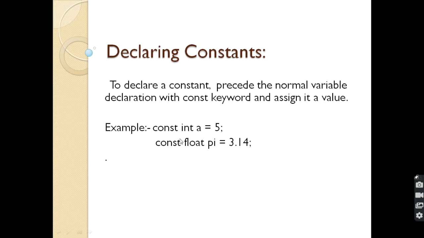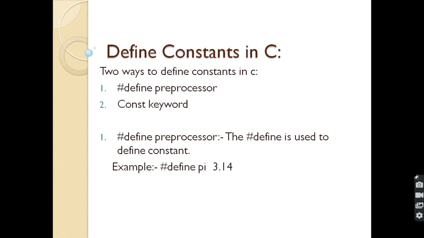In this example, const int a equals 5 and const float pi equals 3.14. Here, as we have used the const keyword, the values of a and pi are constant. Here a equals 5 and pi equals 3.14 are constant values. So we understand how a constant is declared.